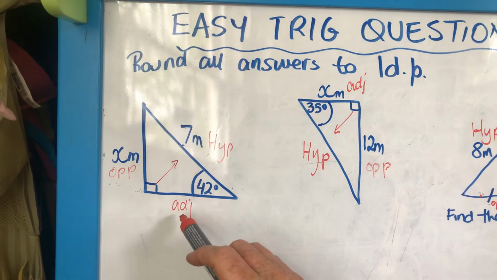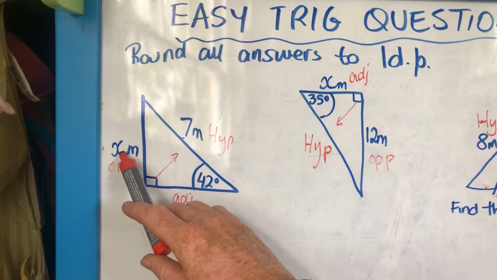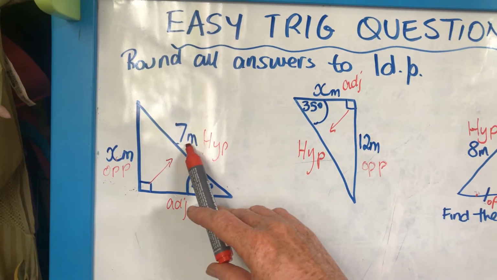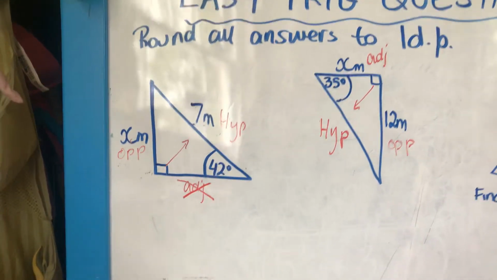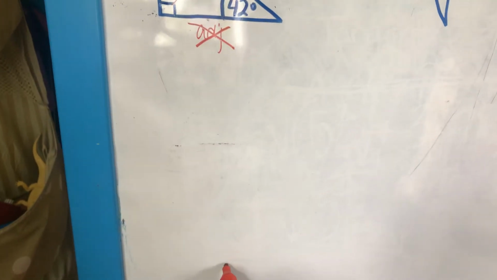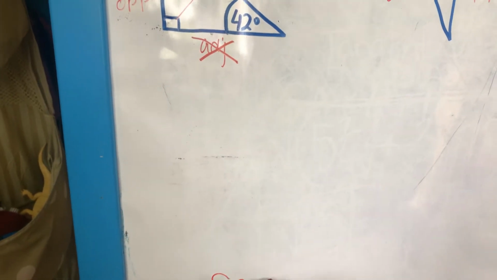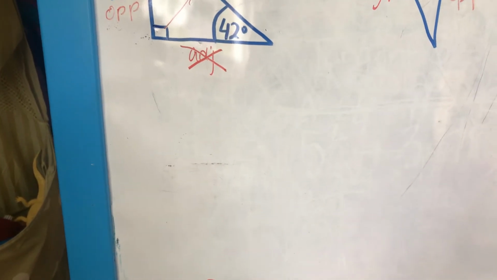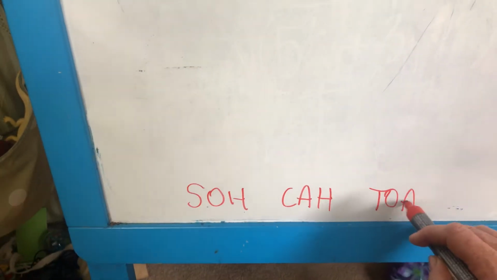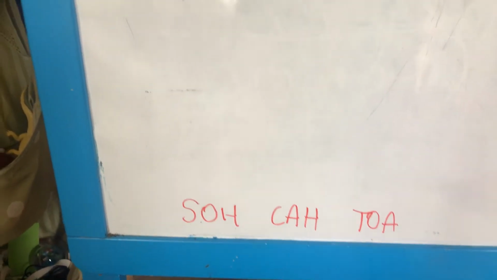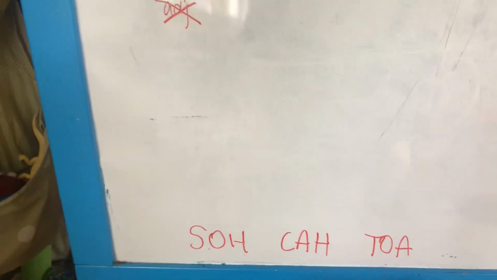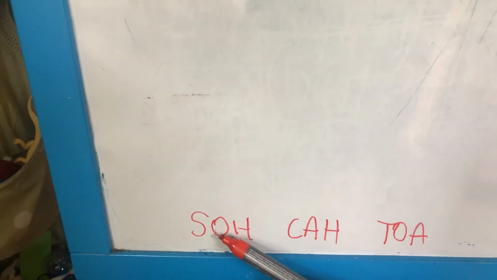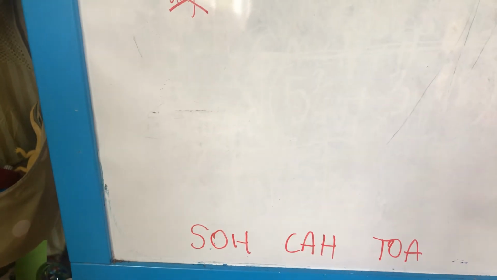Now, here's our question. There's the only fact that we have, so we're not going to use the adjacent side. So, keeping in mind that we need to use SOHCAHTOA. Do you remember SOHCAHTOA? If I have to use opposite and hypotenuse, which rule is that? Opposite and hypotenuse, I'm going to use the sine rule.